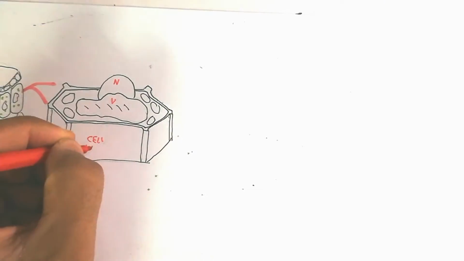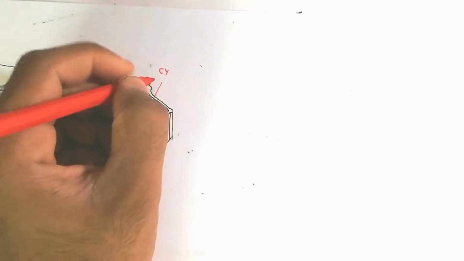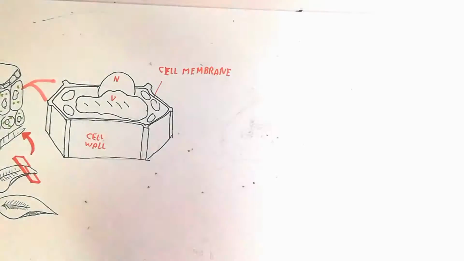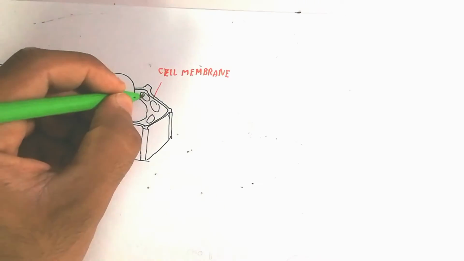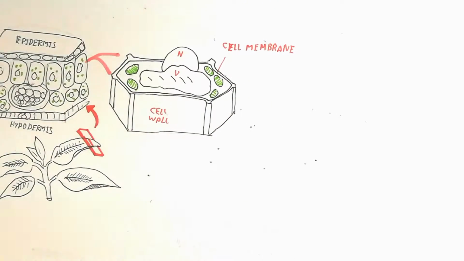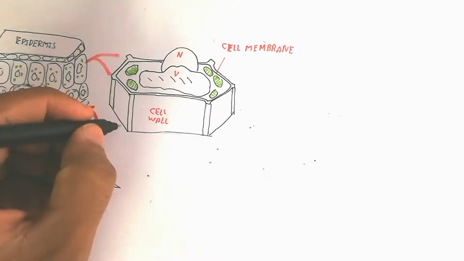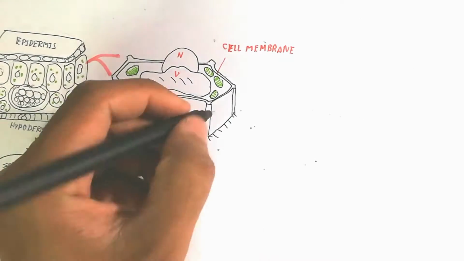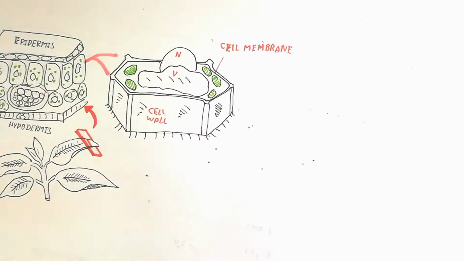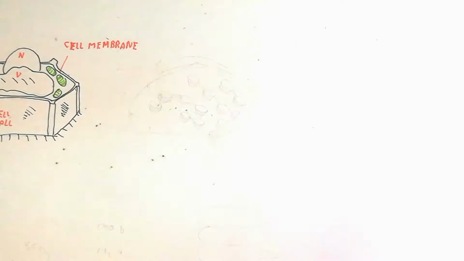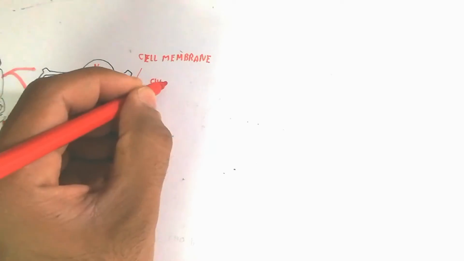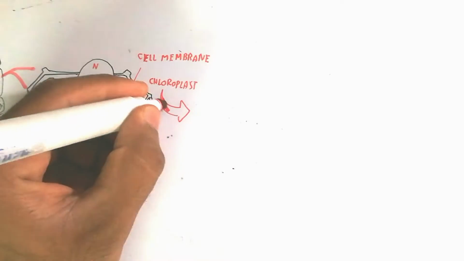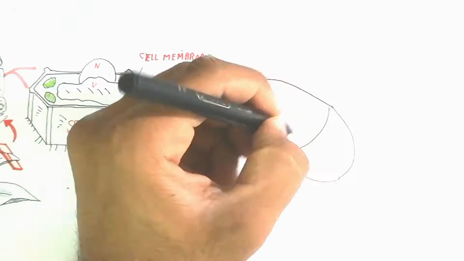For example, here I draw a palisade mesophyll cell which contains cytoplasm, nucleus, vacuole, cell wall, and chloroplast. There are basically 100 to 200 chloroplasts present in a single cell, which are bigger organelles. It means a double membrane organelle, and the quantity of chloroplast is less as compared to other organelles which are shorter and smaller. So here is the chloroplast. Now we will discuss the chloroplast.